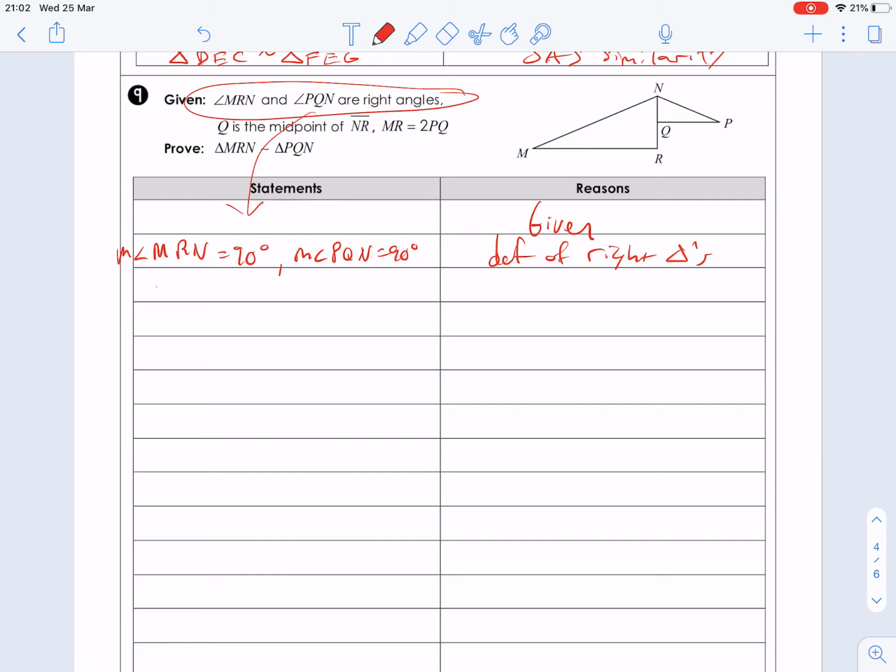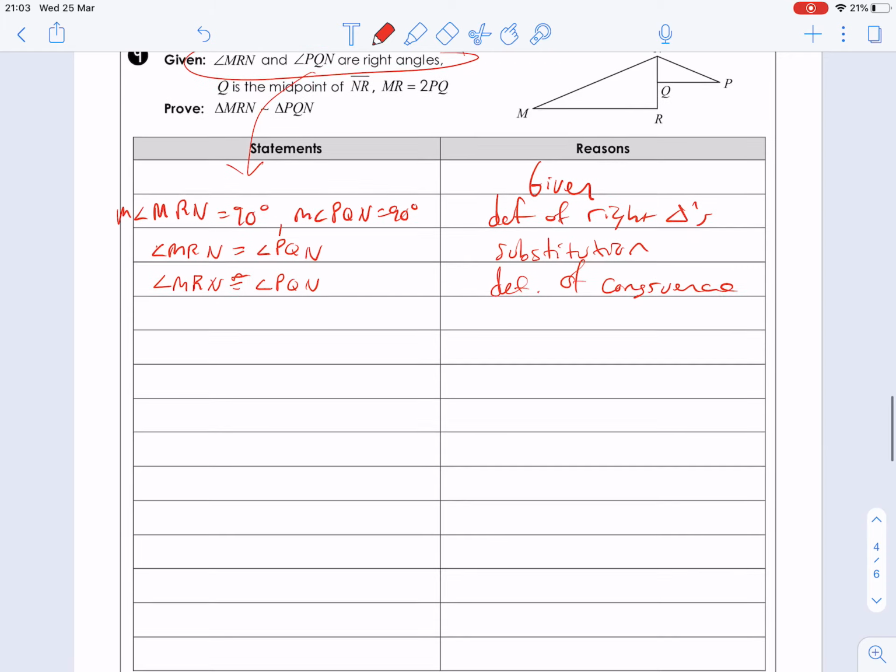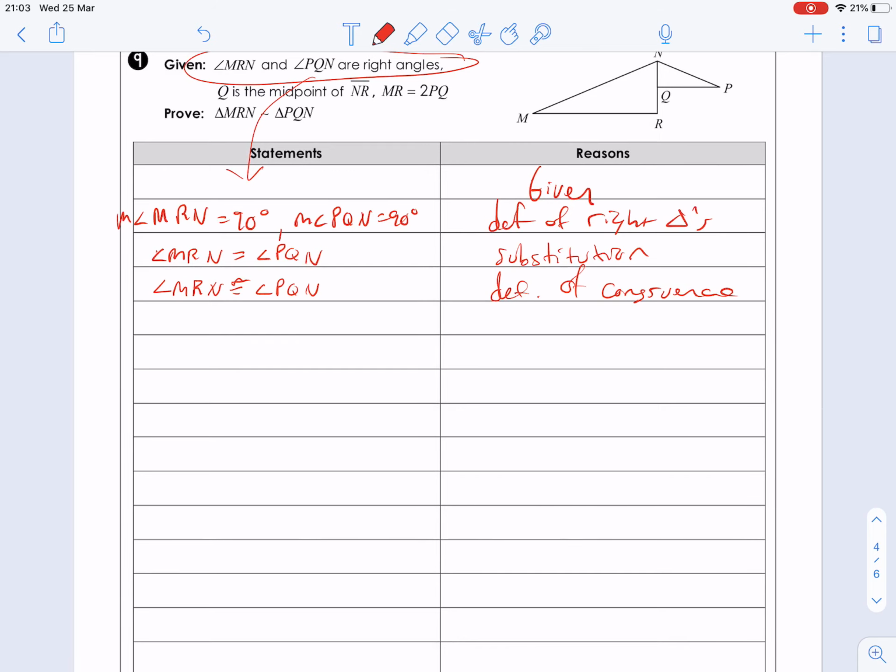And then we can say MRN is equal to PQN because of substitution. You could also say transitive property for this one. And then we can say they are congruent because of definition of congruence. Definition of congruence says if things are equal, then they are also congruent. All right, so there's that.